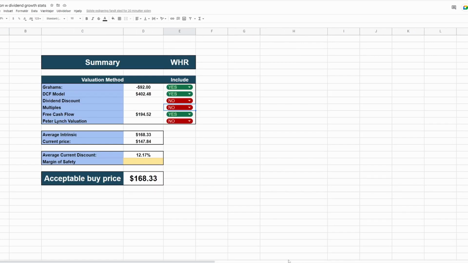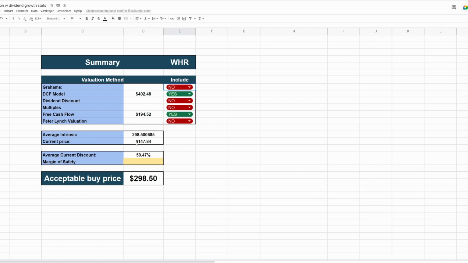Let's jump into the summary, where we do have our different valuation models here that get summed together. Since the Graham's revised valuation model is negative, I will obviously exclude that. The discounted cash flow was at 402 and the free cash flow at $194. It gives us an average intrinsic value of just shy of $300.